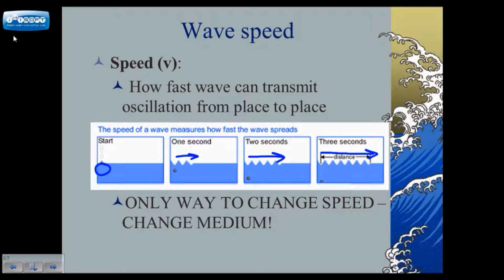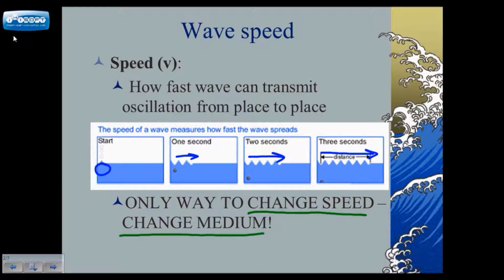Waves do not accelerate. So this is a constant velocity or constant speed problem. And notice in all caps down here, the only way to change the speed is to change the medium. And the medium is just what the wave is traveling in.